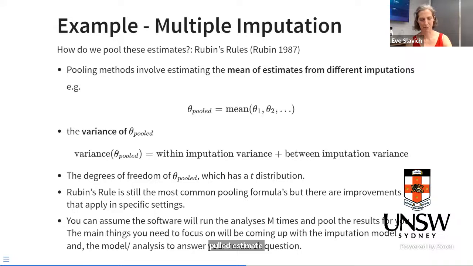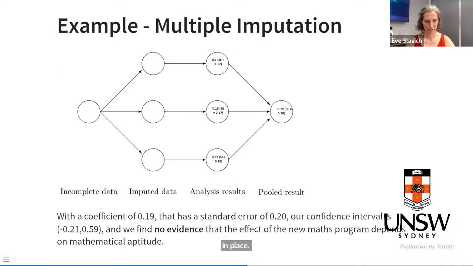And you can assume that you will have software that is doing this for you. So you will have software that will run the analysis m times, pool it for you. The main thing that you need to focus on is coming up with the imputation model and also coming up with the model or the analysis that answers your research question. So those have to come from you, but actually doing the multiple imputation once you've got those two pieces in place, there's software that just does it for you. You don't need to worry about implementing that.